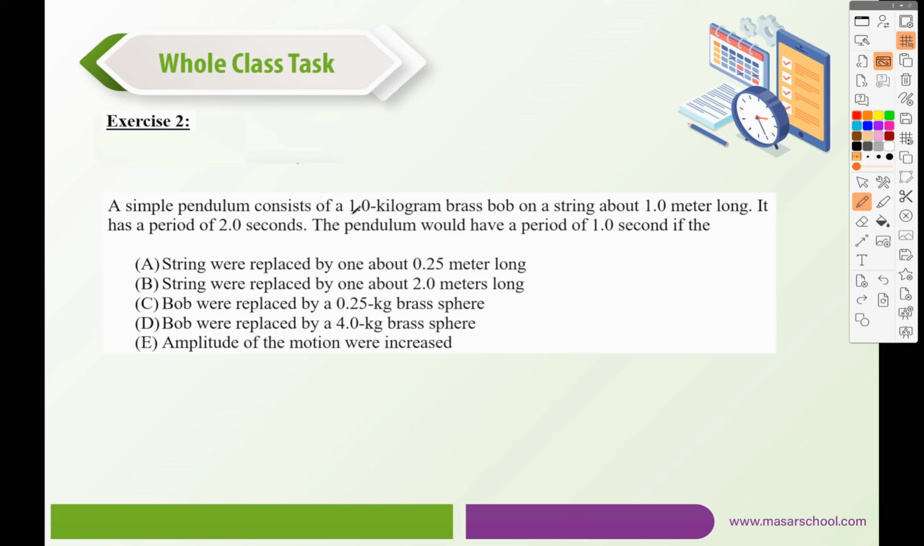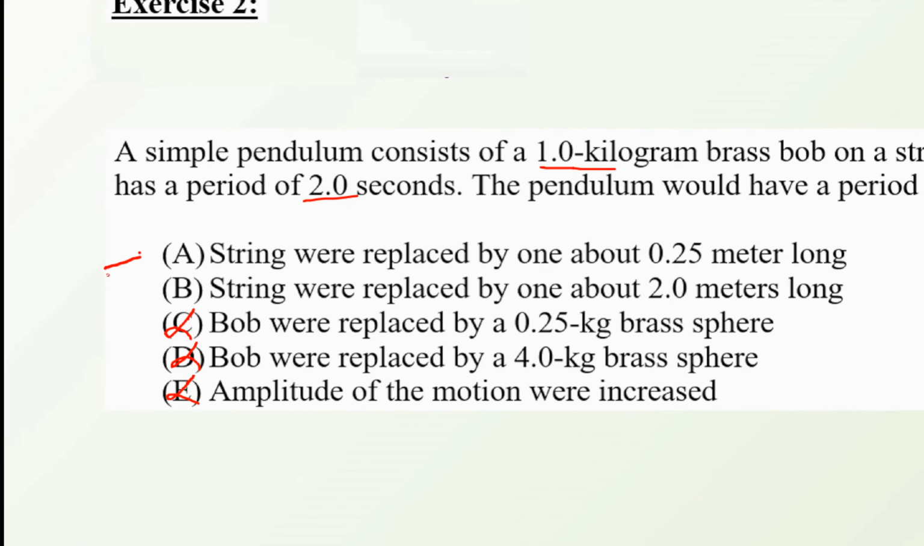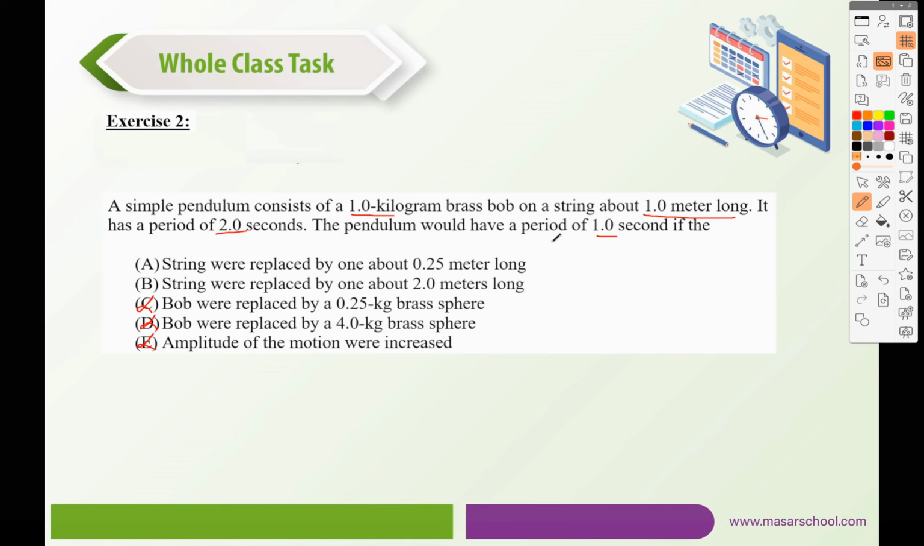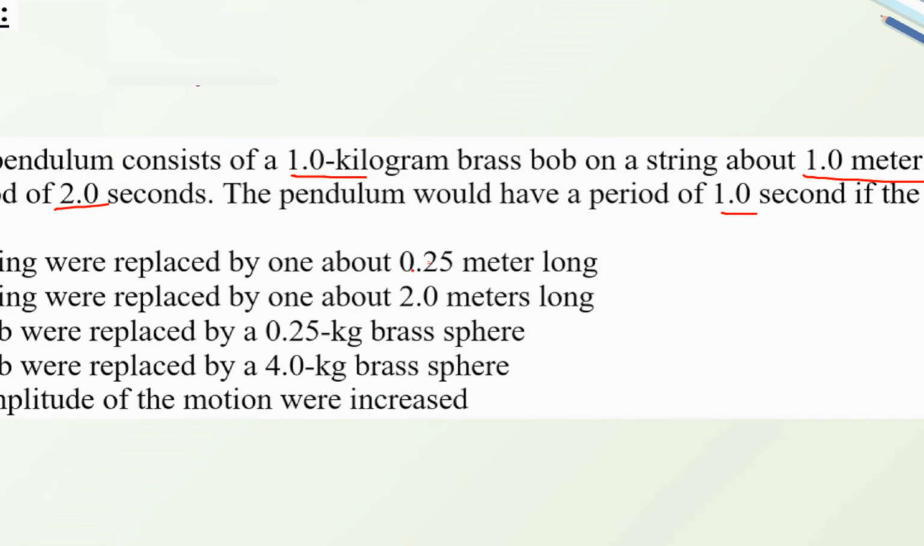A simple pendulum consists of a 1 kg mass, the mass is not important, on a string of about 1 meter long. It has a period of 2 seconds. The pendulum would have a period of 1 second if... you notice the choices, the mass is not important for us, neither the amplitude, so it's going to be either A or B. Now we know that the factor that affects the period is basically the length, so let's calculate the new length in order to determine whether it's 0.25 or 2.